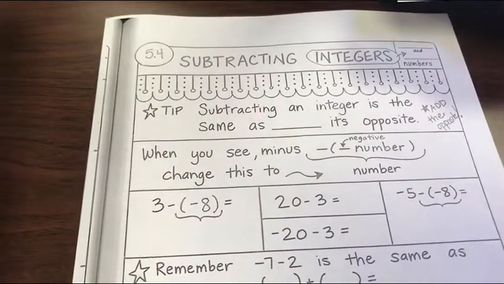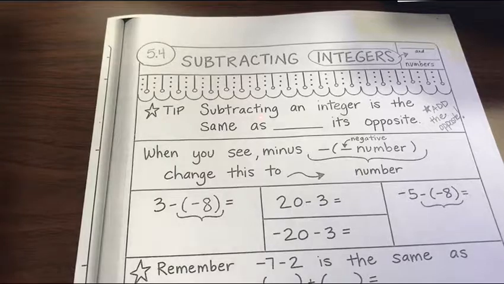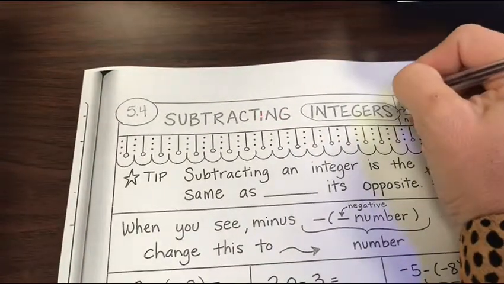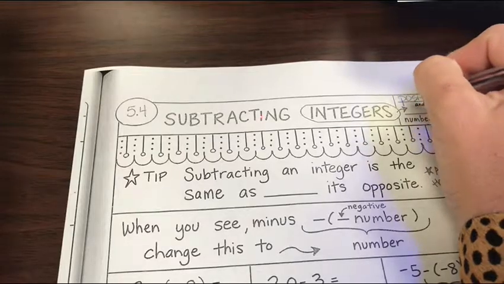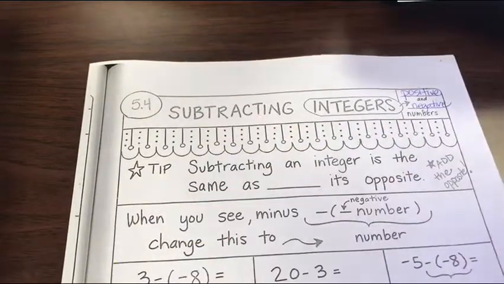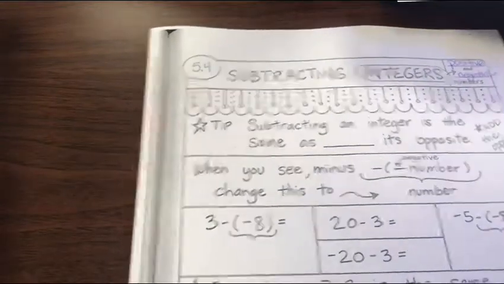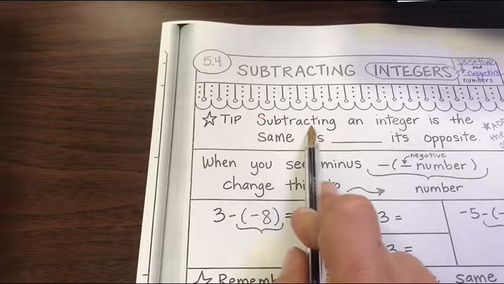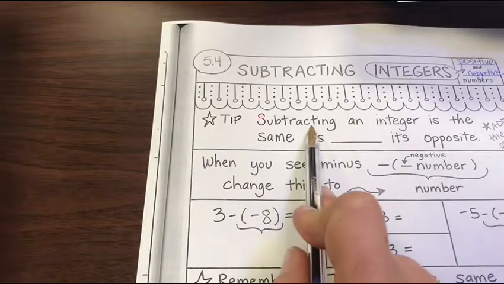Okay, we're going to be subtracting integers. When you subtract integers, remember, integers are just the positive and negative numbers. No fractions or decimals, okay? They're like whole numbers. So this is your tip. When you're subtracting an integer, there are no subtraction rules, all right? No one gave us subtraction rules.